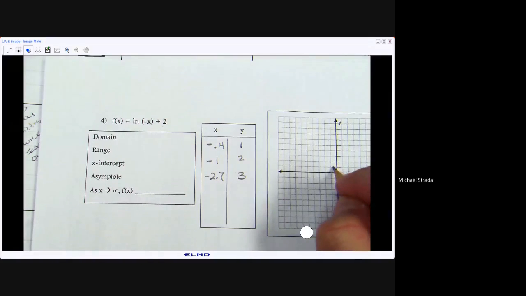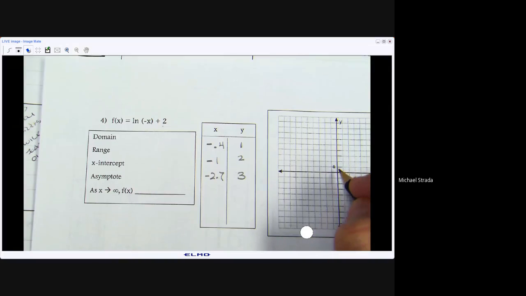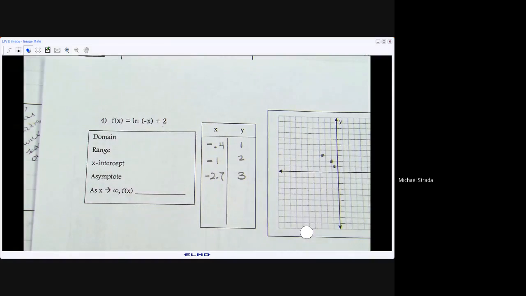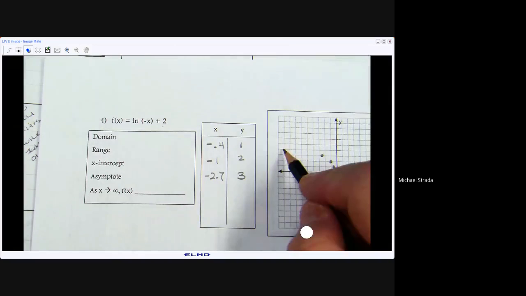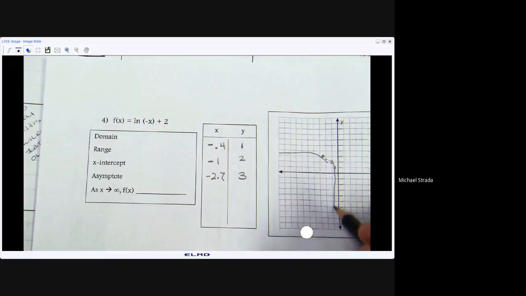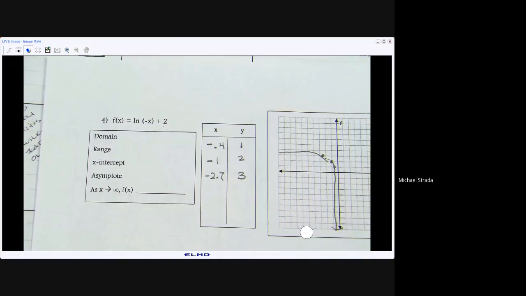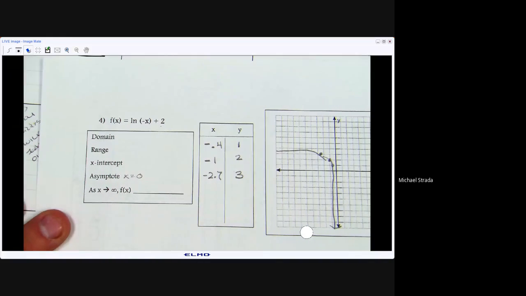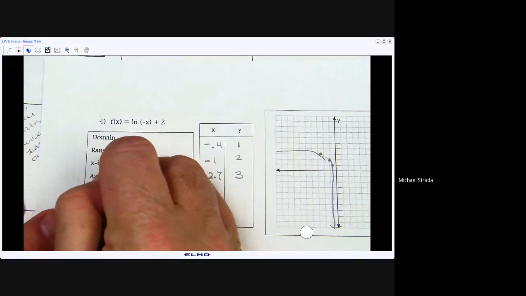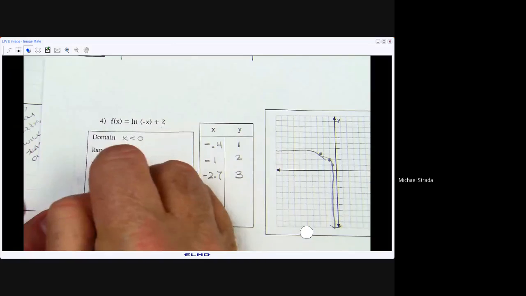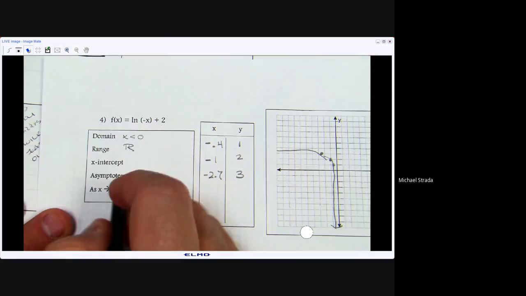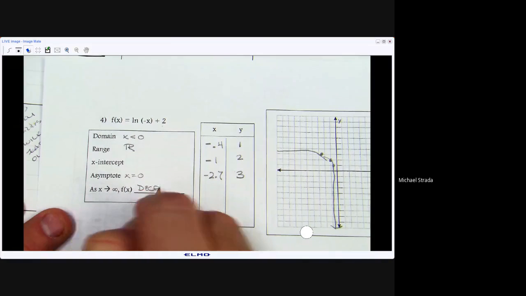Negative 0.4 and 1 is about there. Negative 1, 2 is about there. And negative 2.7, 3 is about there. All right, there's no number being added or subtracted, so our asymptote is still at x equals 0. The difference is all the numbers are to the left. This is what we just talked about in the note. So the domain, instead of greater than, is now less than 0. The range is all real numbers. Take a gander, see if you see your x-intercept real quick, which you don't, so you can skip it. And instead of increasing, f of x is now decreasing.